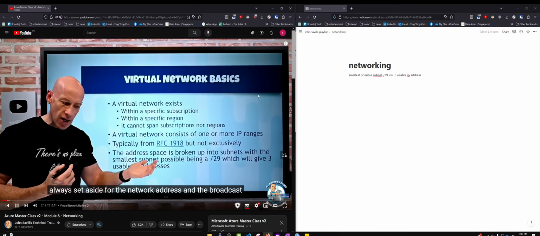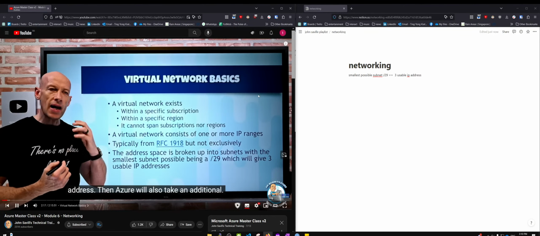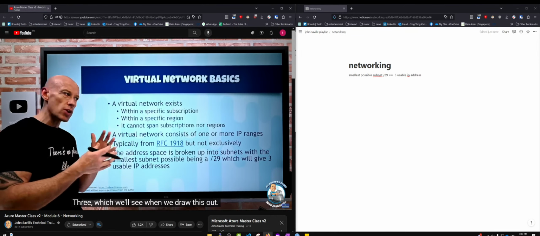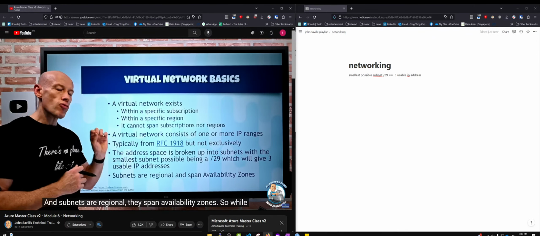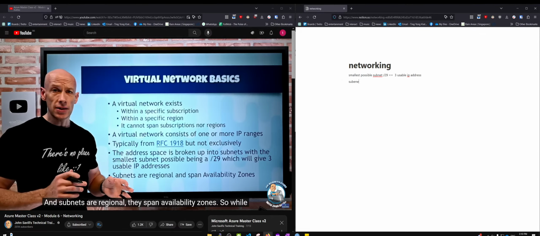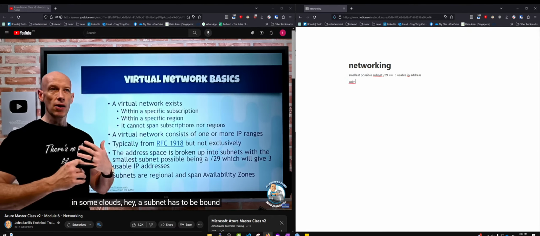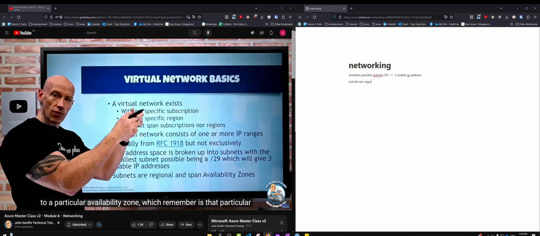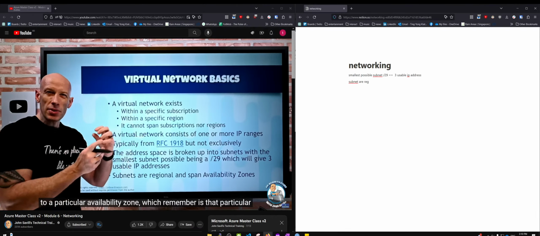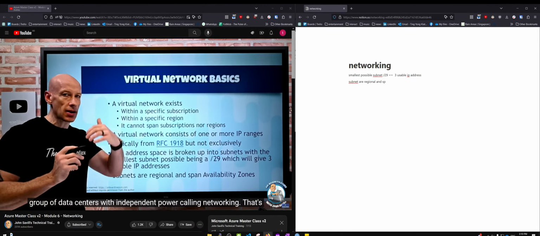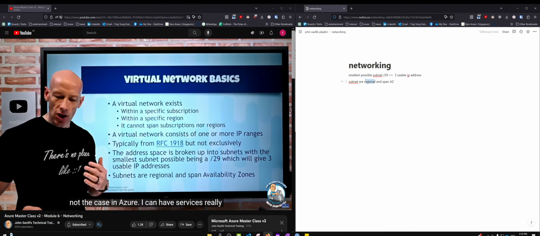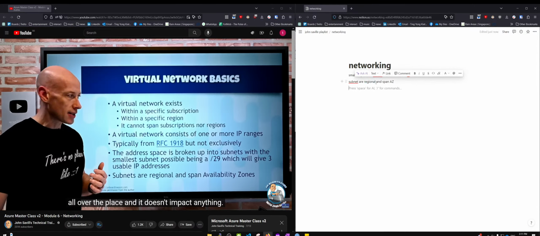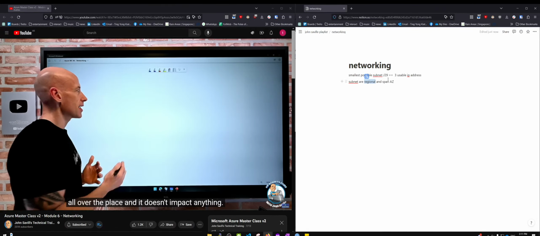the network address and the broadcast address. Then Azure will also take an additional 3, which we'll see when we draw this out. And subnets are regional. They span availability zones. So while in some clouds a subnet has to be bound to a particular availability zone, which remember is that particular group of data centers with independent power, cooling, networking, that's not the case in Azure. I can have services really all over the place and it doesn't impact anything.